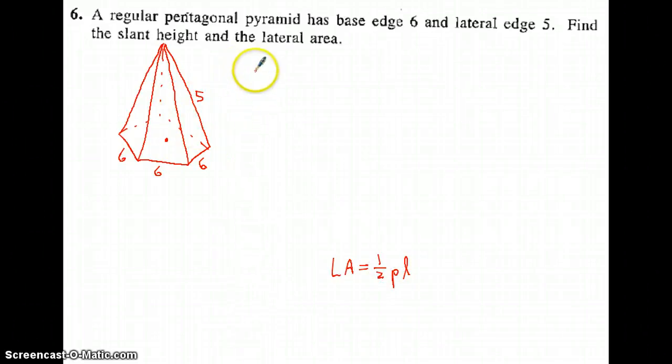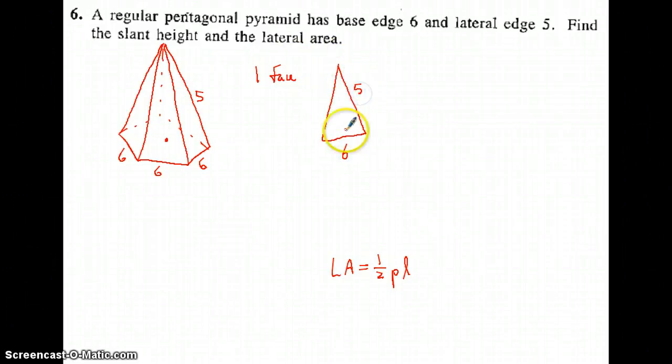All right, so let's look at one face of this pyramid. Oh, this is a really bad picture because that's 6 and that's 5. Yeah, of course that's 6 and that's 5. All right, so this is on the face. There's L. This is the right triangle if I cut that in half, and this is 3. So I can use the Pythagorean theorem, and I'll find out that L is 4.